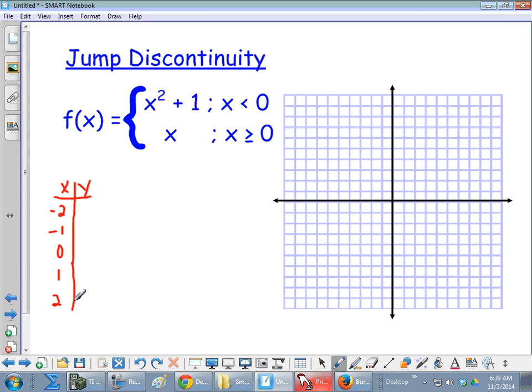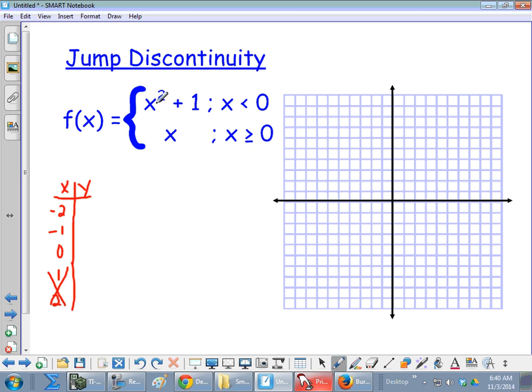Oh, but wait, guess what? We don't do 1 and 2 because those are not less than 0. Now you might be thinking, well, we shouldn't do 0 because it's not less than 0, but we do want to do 0. We'll talk about that when we're graphing it. So just pick x values less than 0, -2, -1, and 0. You could do -3, -4, and so on if you want to.